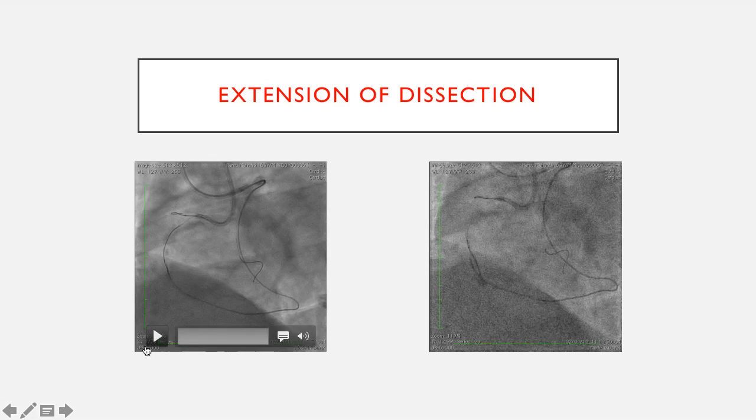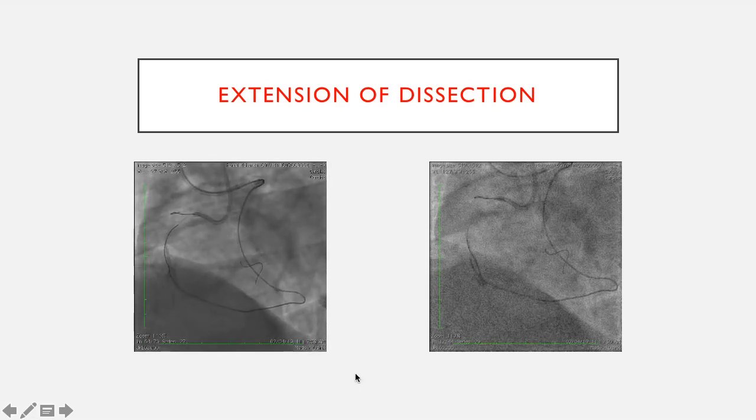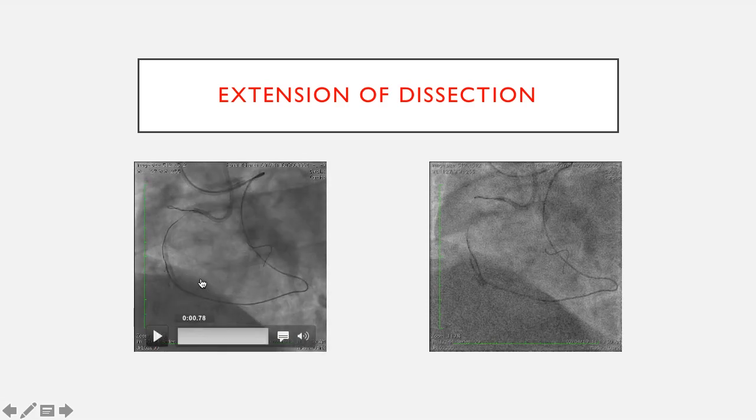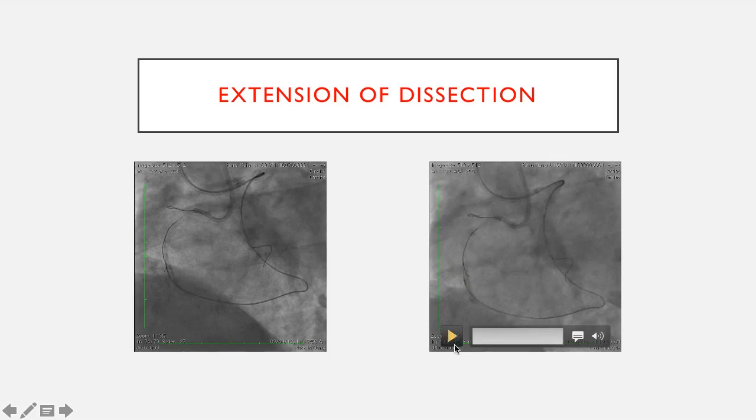So when I took another injection in RAO view, actually the dissection got extended, and you can see there is a persistent contrast staining of this area, as well as you can see the Whisper wire movement. This is a Whisper wire, Renato wire, which is just falling inside the subintimal space. So it created a huge subintimal space here. What next?